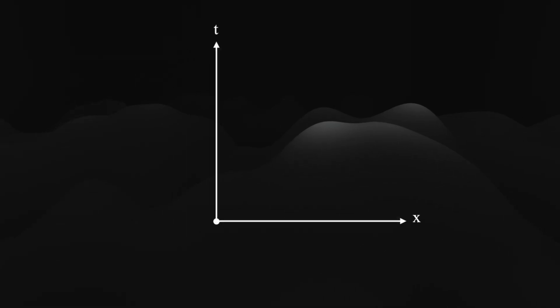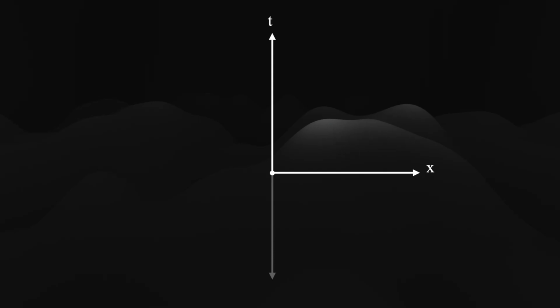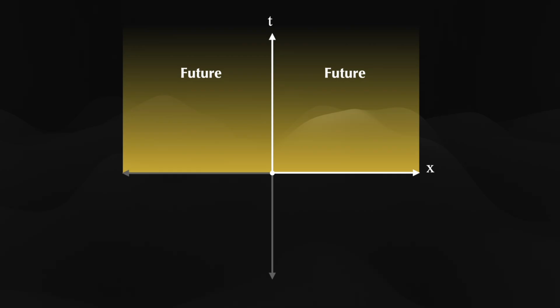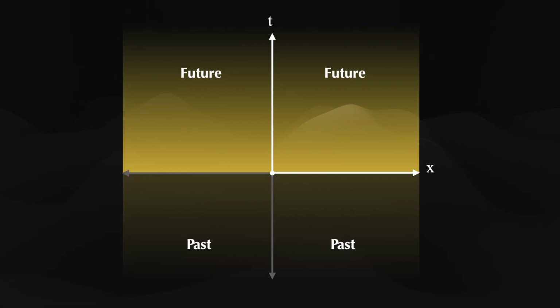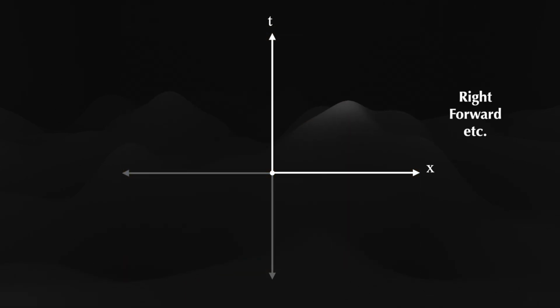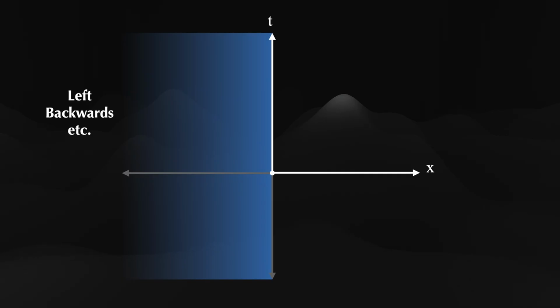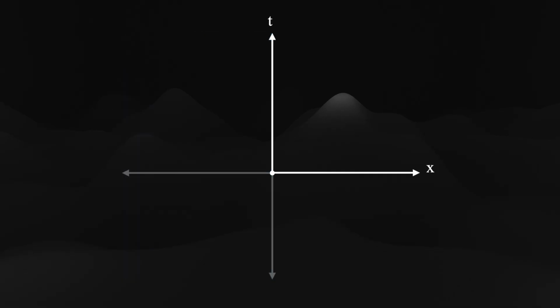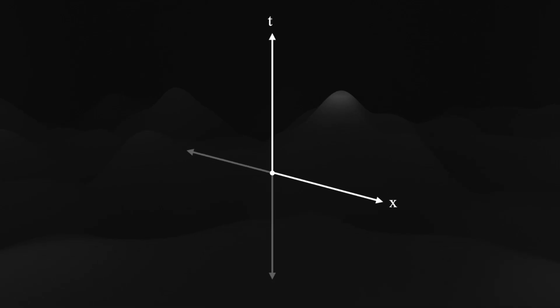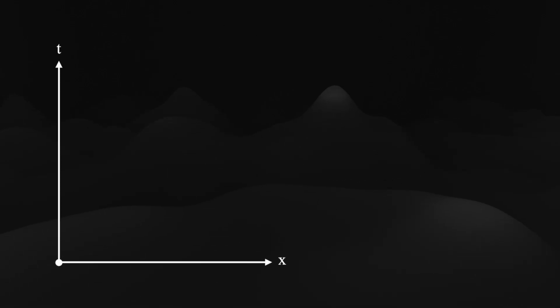Let's finish building this plane by adding the negative components to both the axes. Everything above the horizontal axis is the future, where we're heading, and everything below is the past, where we've been. To the right, we'll call positive x, and to the left, we'll call negative x. These are just arbitrary conventions, but they're the ones we're going to stick with for the rest of this series. Now, in principle, we could add more spatial dimensions here, but for now, we're going to stick with the simple two-dimensional case with a time and an x-axis.